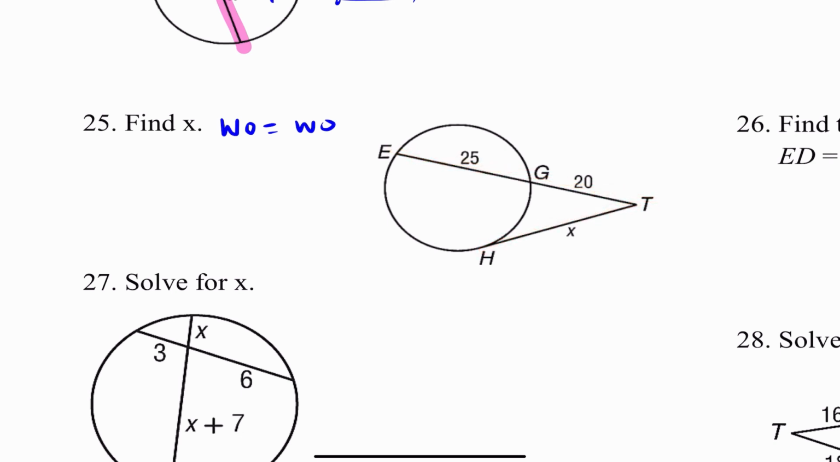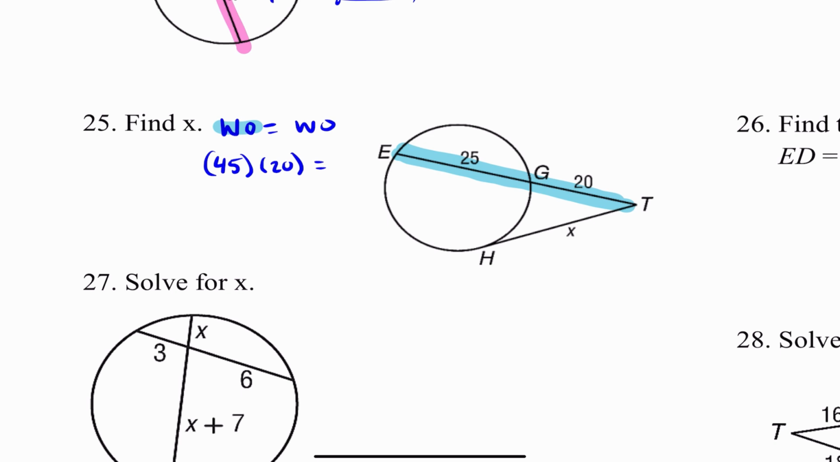When you have a secant-tangent, WO equals WO. So the W means whole, the O means out. So let's take a look at this segment here in blue. Okay, so the whole thing in terms of this segment here, if I were to add these two segments together, that's going to be 45. That's your whole. What's the out? Well, the out is whatever appears outside of the circle. That's 20.